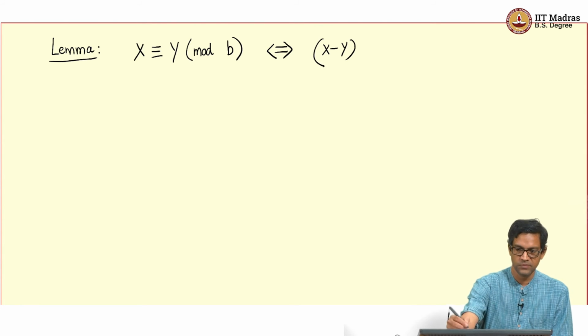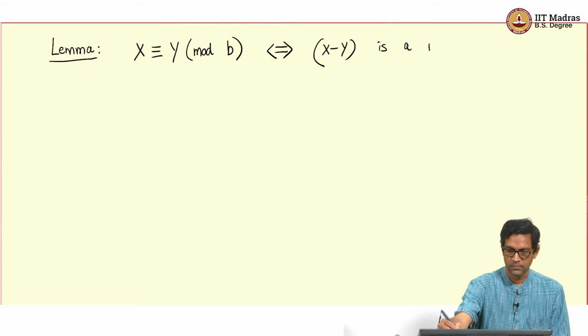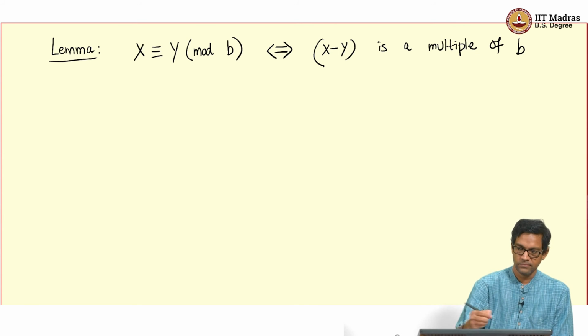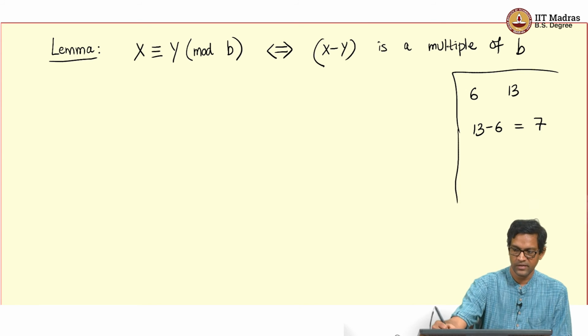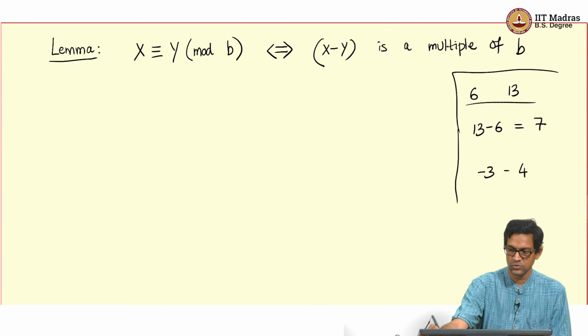So, you take the difference between the two numbers, then that has to be a multiple of b. Okay. So, recall this happened in all our examples. If you had 6 and 13 for instance, if you take the difference between those two numbers, 13 minus 6, that was 7, and that is of course divisible by 7. Likewise, the other example we had, minus 3 and 4, if you take the difference between those two numbers, minus 3 minus 4, that is minus 7, that is again divisible by 7.